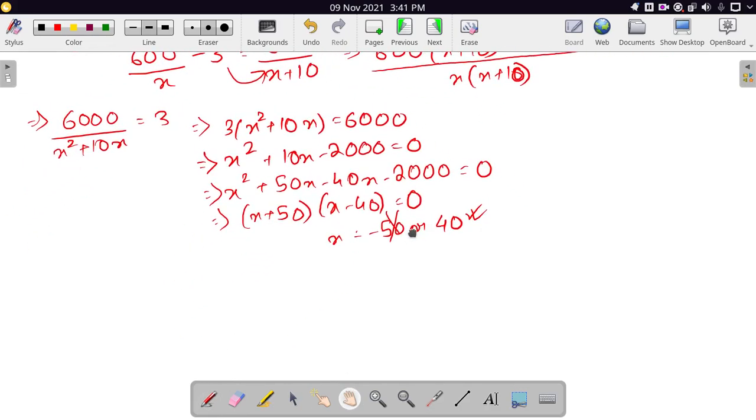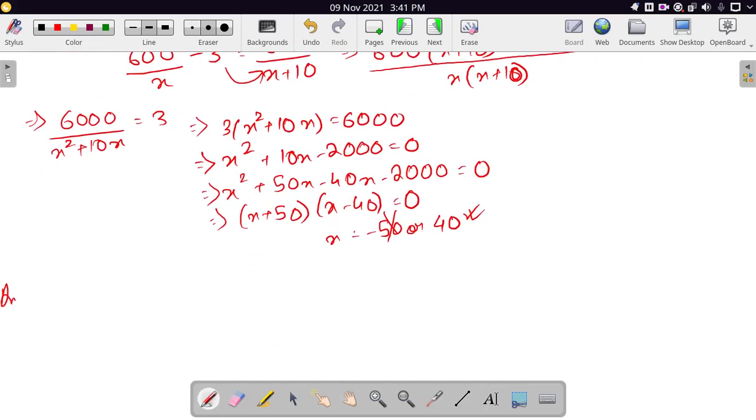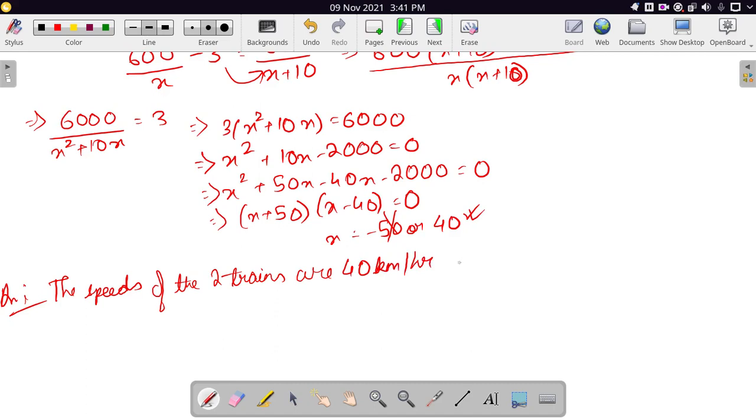So now the final answer line. What will the answer line be? The speeds of the two trains are 40 km per hour, which is the speed of the slow train, and 50 km per hour, which is the speed of the fast train. Do not think that we have taken 50 from here. No, we have not taken 50 from here. How did we get the speed of the fast train to be 50 km per hour?